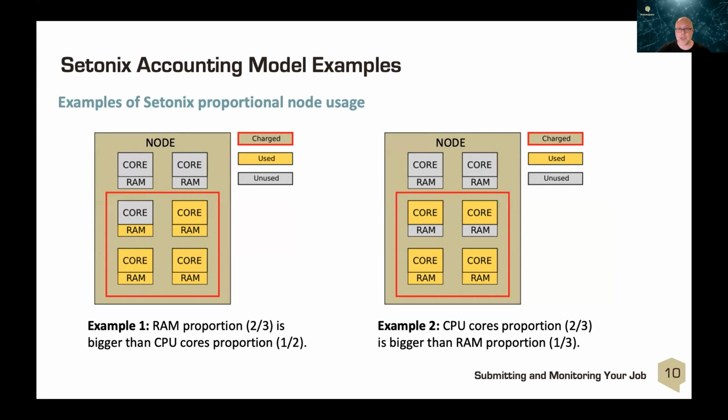On the left here, the diagram represents a request for half of a node's cores, but 2/3 of its memory. On the right, we have a request for 1/3 of the node memory, but for 2/3 of its cores. In both cases, the request corresponds to 2/3 of a node for accounting purposes.